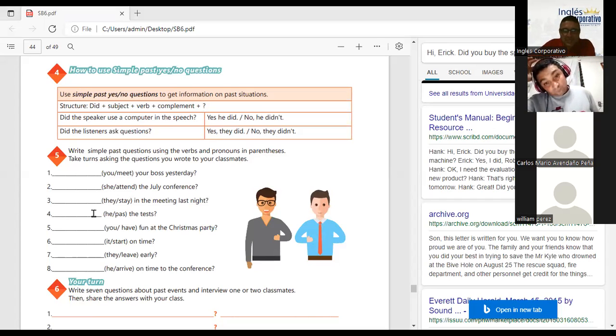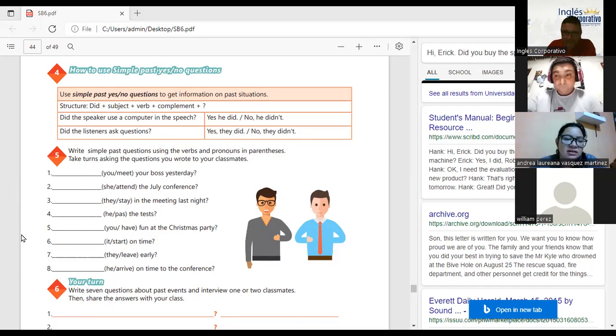Good, no problem. So fíjese bien, this is what we're going to do in part 5. Eso es lo que vamos a hacer. Con la información que está en paréntesis, usted va a armar preguntas en pasado simple. Entonces, en la número 1, usted debería de poner, did you meet your boss yesterday? ¿Qué le están preguntando ahí? Did you meet your boss yesterday? Sí, se reunió con el jefe ayer. Ajá, exacto. Entonces, did you meet? Entonces, así como acabamos de hacer la 1, usted tiene que hacer las 8 preguntas. Let's go. Finish.